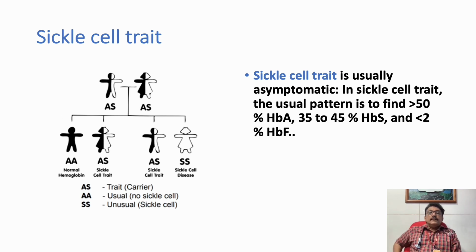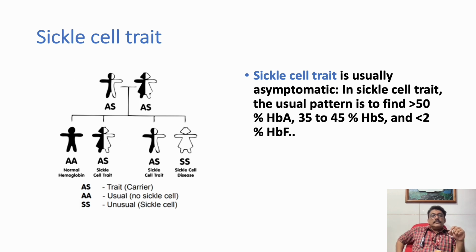Now, sickle cell trait is usually asymptomatic. We have seen the previous slide. It is mostly asymptomatic. Sometimes the patient can develop minimal anemia. In sickle cell trait, the usual pattern is to find more than 50% hemoglobin A, that is adult hemoglobin. You can see the family tree here.